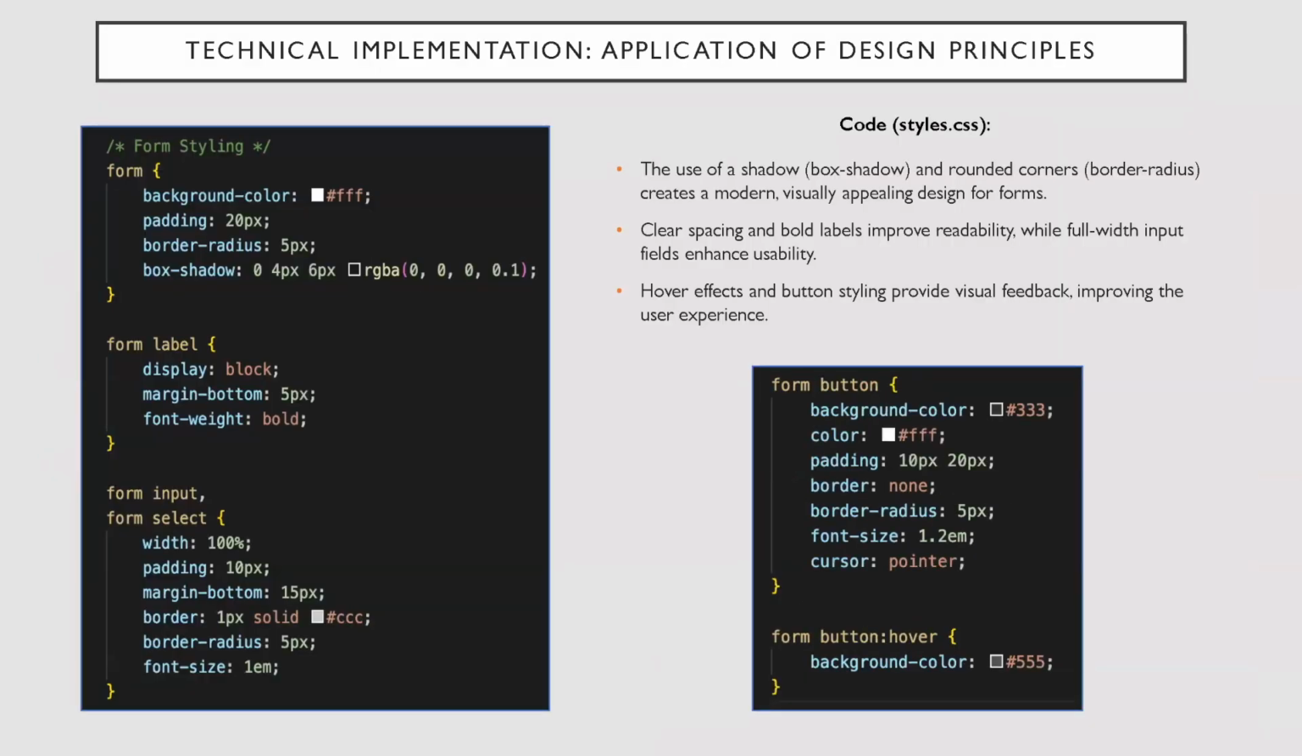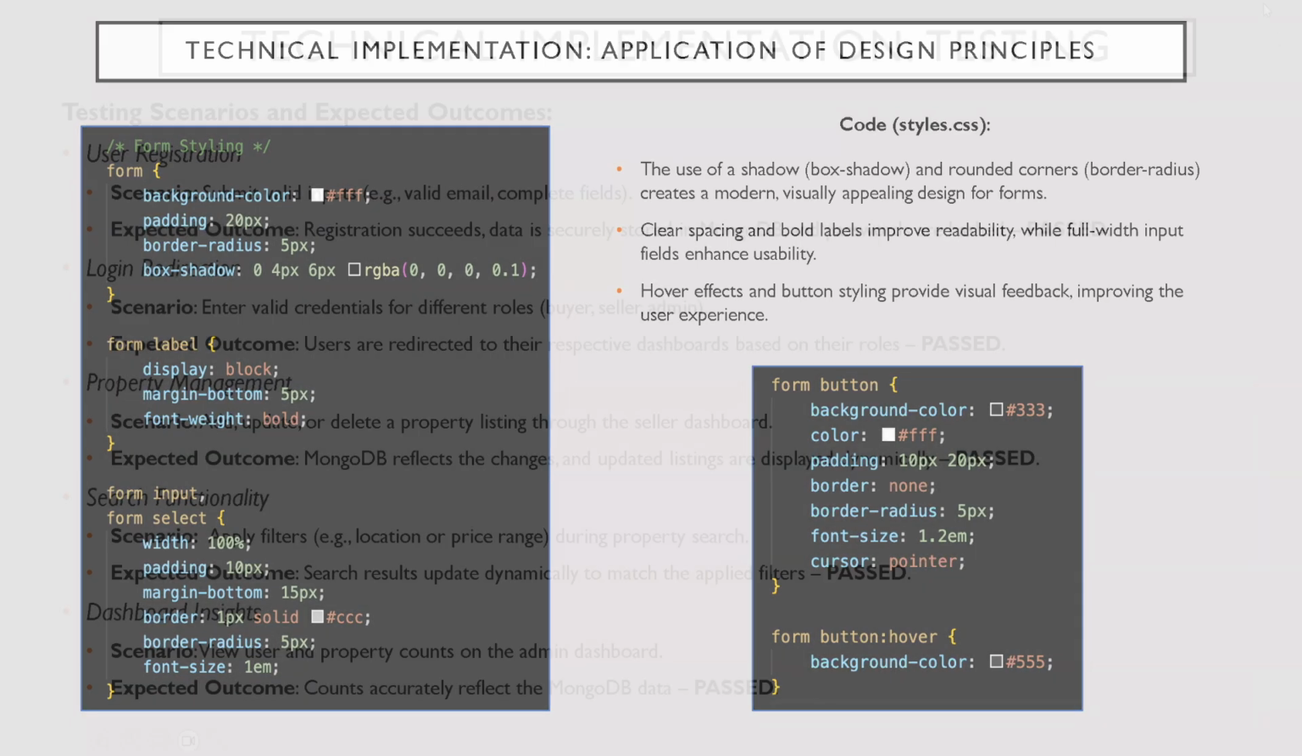Technical implementation for application of design principles. Code styles.css. The use of box shadow and rounded corners, border radius, creates a modern, visually appealing design for forms. Clear spacing and bold labels improve readability, while full-width input fields enhance usability. Hover effects and button styling provide visual feedback, improving the user experience.